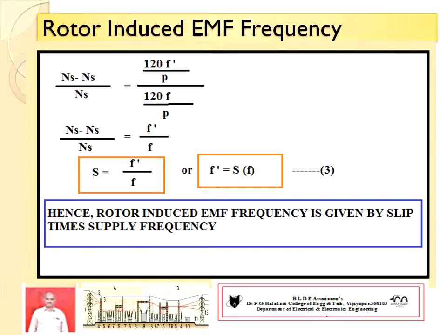This slip value depends upon load condition. As load on the motor increases, slip increases. As the slip changes, F dash also changes. Try to understand the concept. F dash means rotor induced EMF frequency. S means fractional value of slip. F means supply frequency. Try to understand.